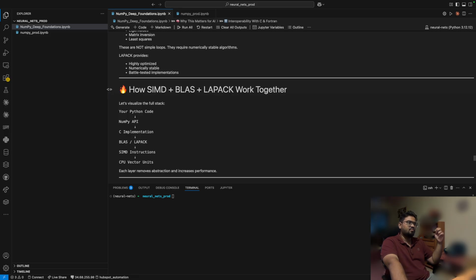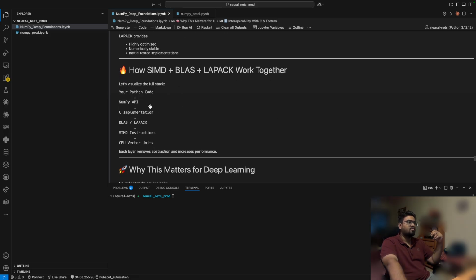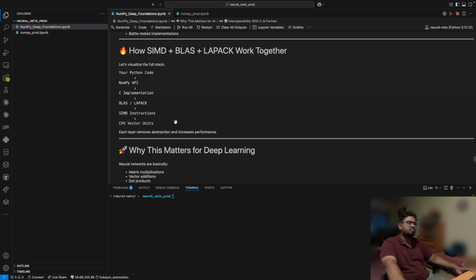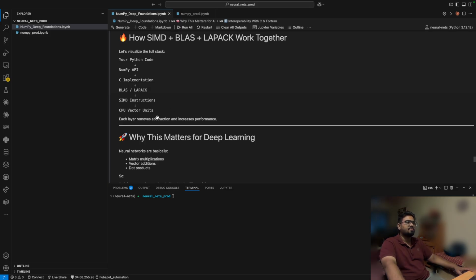And to summarize all these 3 concepts in one go, you can visualize the full stack in this way. We write some Python code. There is a NumPy API, which in itself calls a C implementation, which has BLAS and LAPACK inside it. LAPACK and BLAS use SIMD, and SIMD uses CPU vector units. Each layer removes abstraction and increases performance. This is how the intelligent people made all these things.